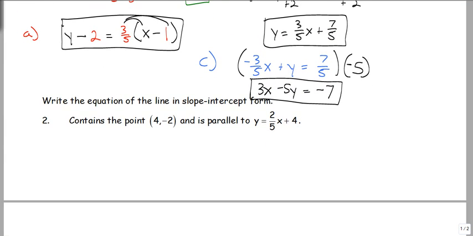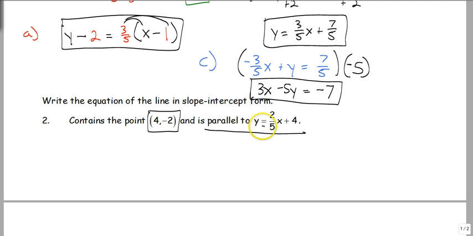Now let's do number 2. Write the equation of the line in slope intercept form that contains the point 4, -2 and is parallel to that. Alright, so first things first. We have a point, we need a slope. This tells you the slope parallel to that line.